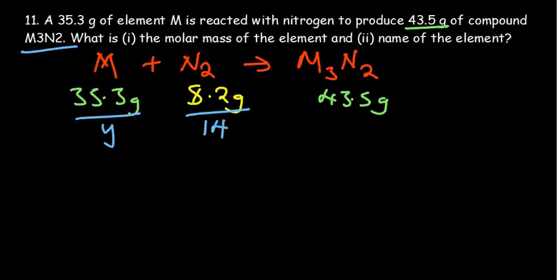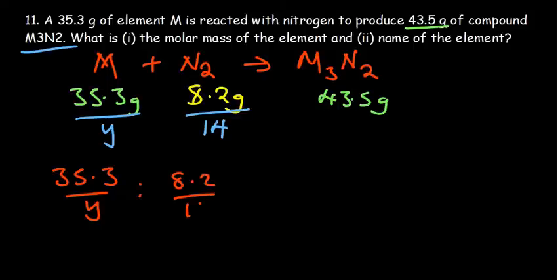Okay. Now what we're trying to say is the ratio between the number of moles of M and nitrogen should be equal to 3 to 2. Why? Because that's a ratio. So I believe you know that instead of putting a ratio there, we can just put division. Okay.